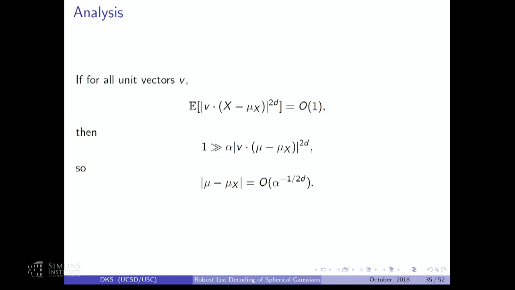And when you start looking at this, this looks nice. It says, well, if it were the case that for all unit vectors v, the, say, 2d central moment in the v direction was O of 1, well, that would tell us that this 1 was much bigger than alpha times the 2dth moment of the error between the true mean and sample mean in that direction. And that would say the error between the true mean and sample mean is O of alpha to the minus 1 over 2d, which is great. Instead of alpha to the minus 1 over 2, we can get alpha to the minus 1 over 4, 6, 8, whatever, we can get something pretty good.